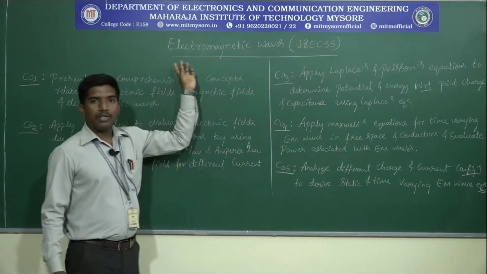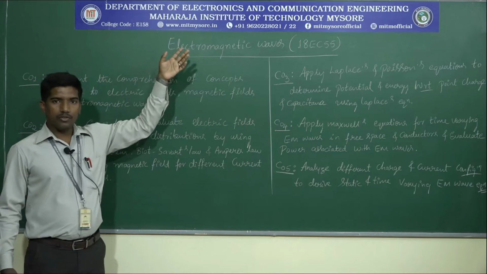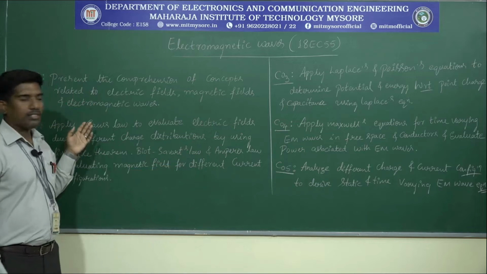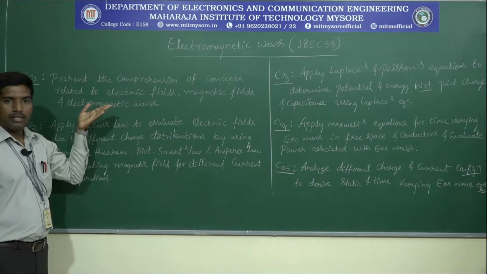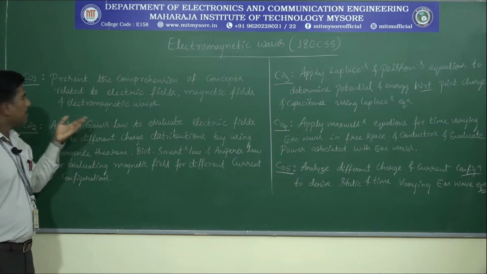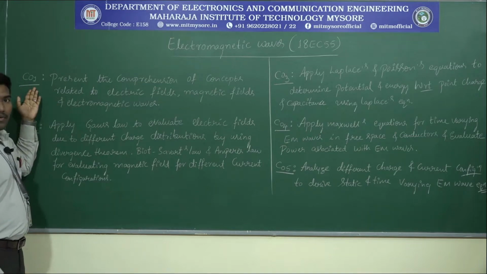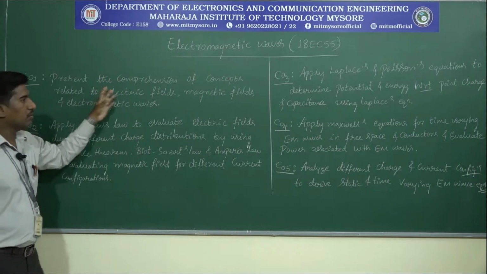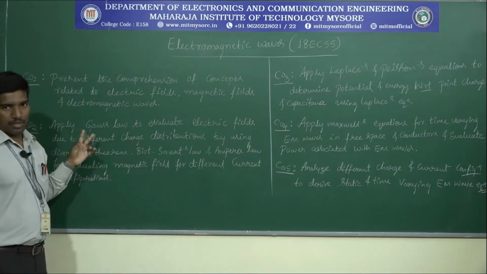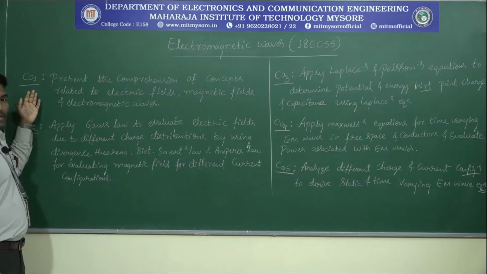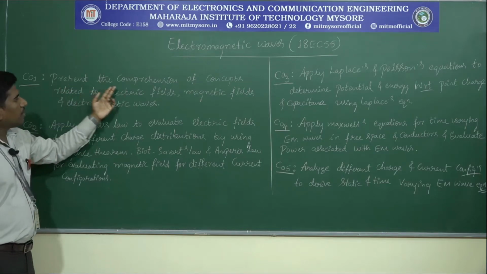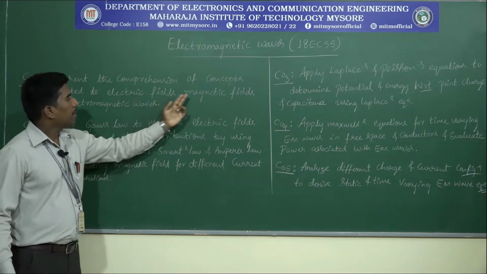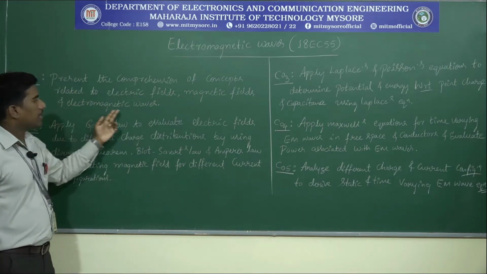As per the VTU syllabus, the course is divided into 5 modules where we are going to learn all these outcomes. These are the course outcomes of this particular course. At the end of this course, the student should be able to inculcate all these 5 course outcomes. Course outcome 1 says: present the comprehension of concepts related to electric fields, magnetic fields and electromagnetic waves.